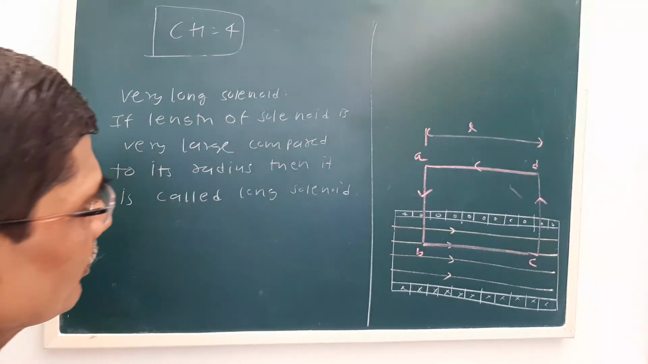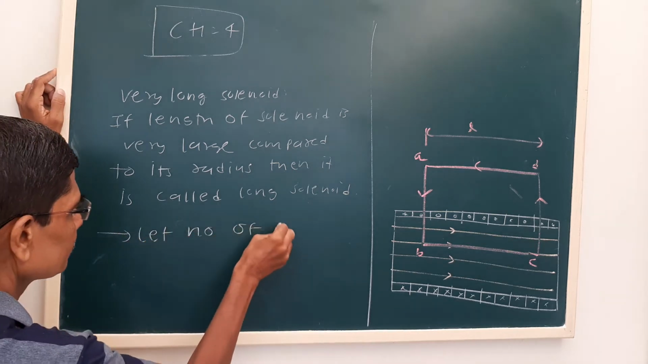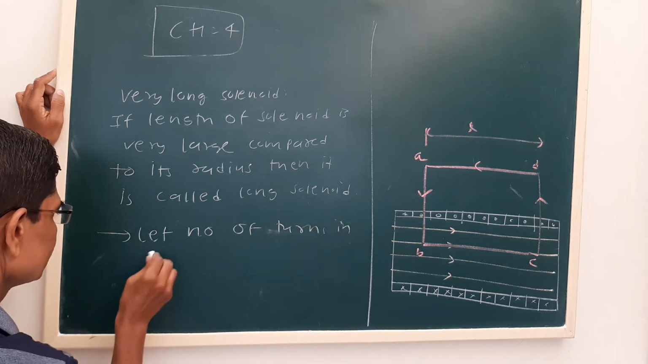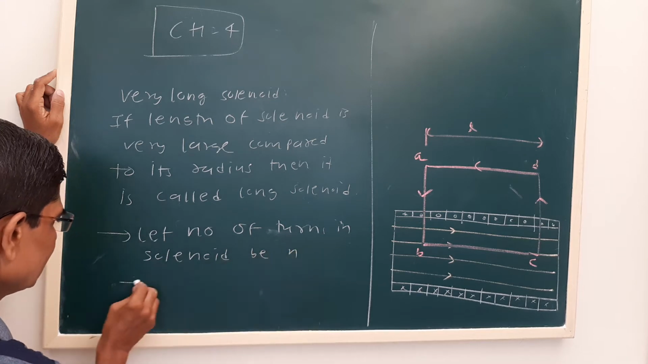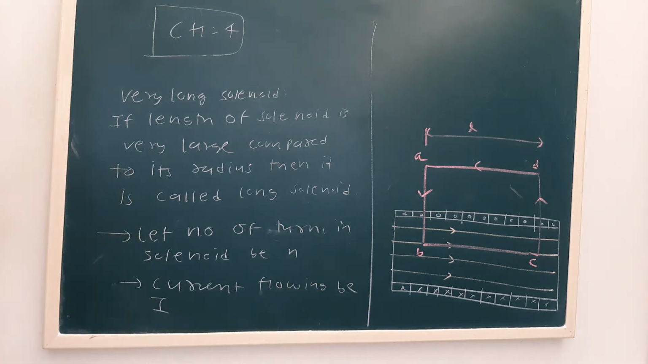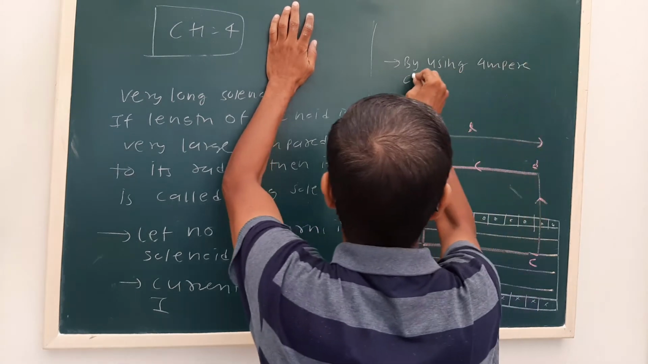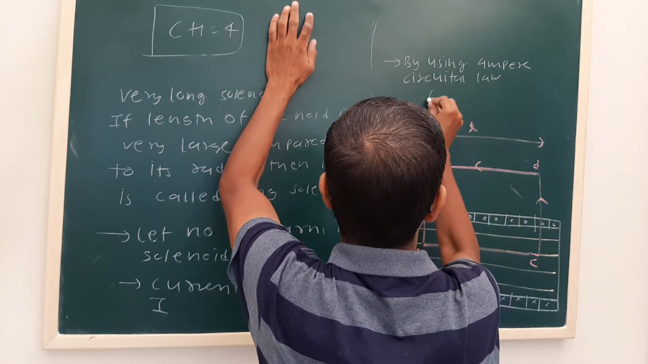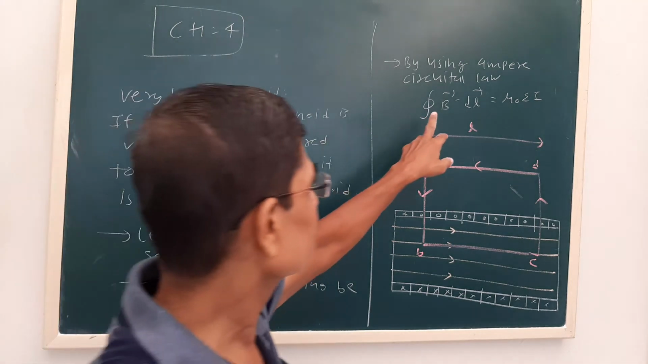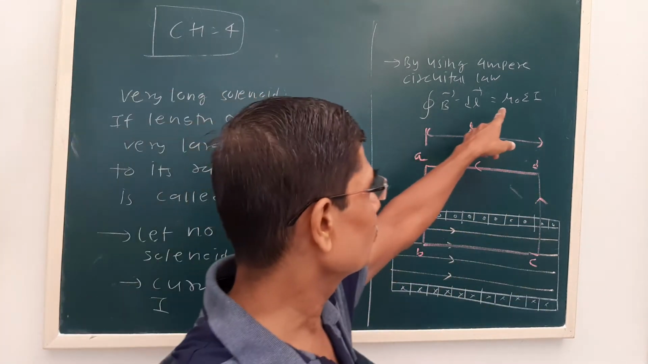Let, in a very long solenoid, the number of turns be N and the current flowing be I. By using Ampere's circuital law, in the form of equation, the line integral of the magnetic field over a closed path, this ABCD being our closed path, is equal to mu zero into sigma I.